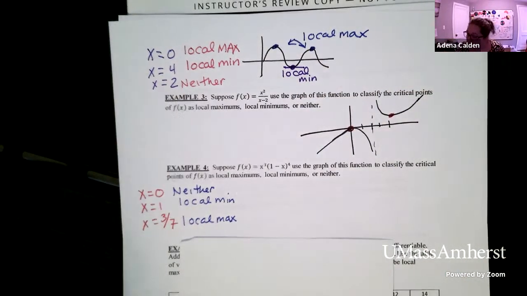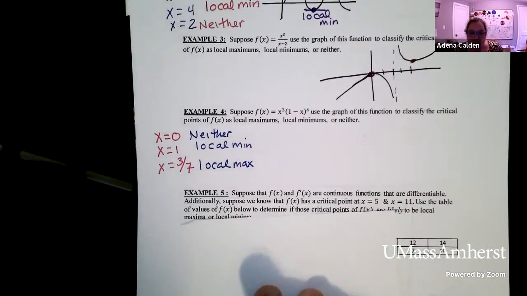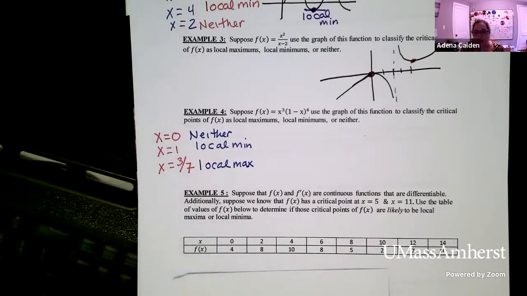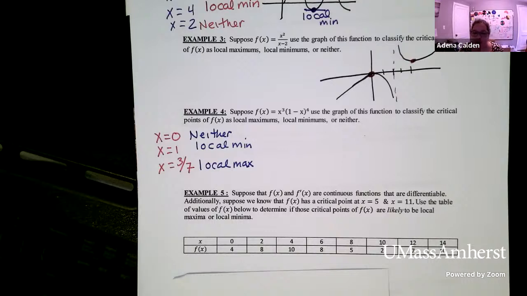Here, again, we're going to think about how we can find critical points based on our rules. And the rules say that if your function goes from increasing to decreasing, that's when we had the local max. Decreasing to increasing is when we had the local min. So we want to use that to talk about what's happening on this table. So suppose that we know that f of x and f prime of x are continuous functions that are differentiable. Additionally, suppose we know that f of x has a critical point at 5 and at 11.